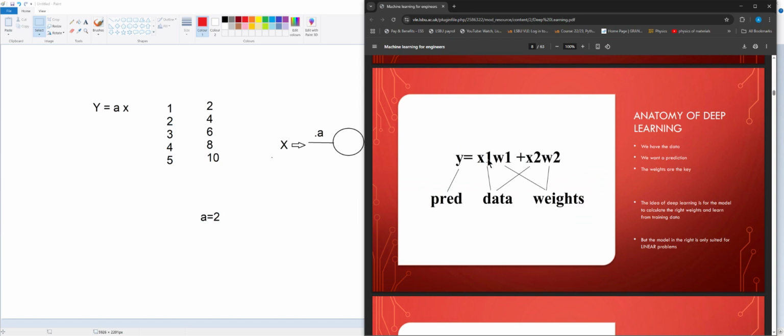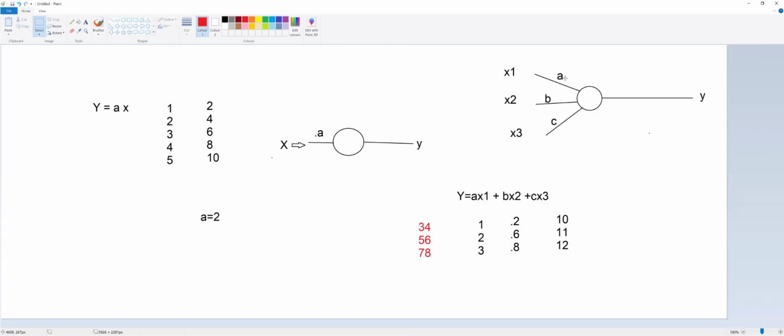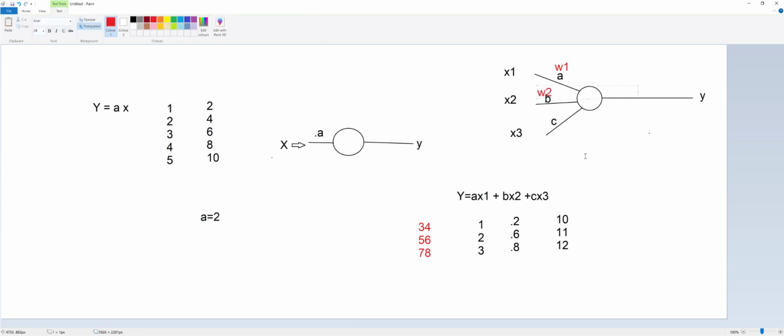So far we discussed this. Look at this, x1, x2, and w2, like that A and B. Instead of A and B, we're going to say W1 and W2, because with deep learning, we don't refer to them as A and B and C. We're going to call them weight 1, weight 2, and weight 3 in this example. So we're going to refer to these as weights.